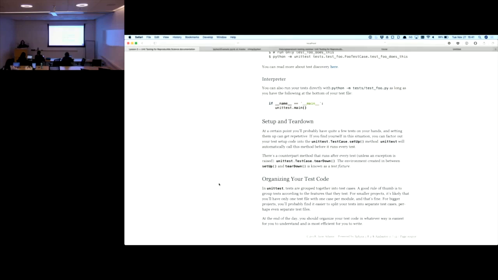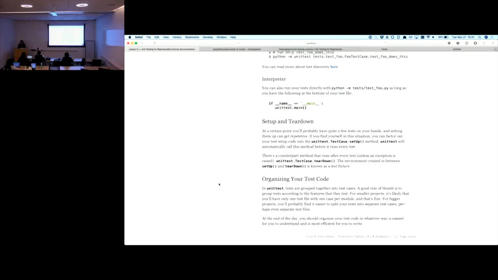But again, for smaller projects, it's totally fine to have just a single test file with a single test case, like one test case per module. That's totally a legitimate way of organizing your test code. You will know when the moment is right for you to start splitting your tests up into separate test cases and separate test files. And at the end of the day, you should be organizing it in whatever way makes it easiest for you to understand what they're doing.